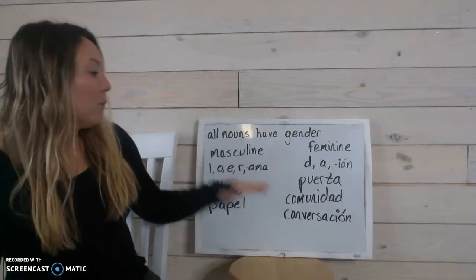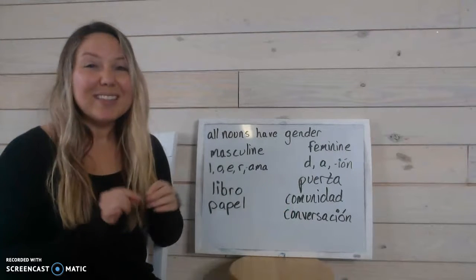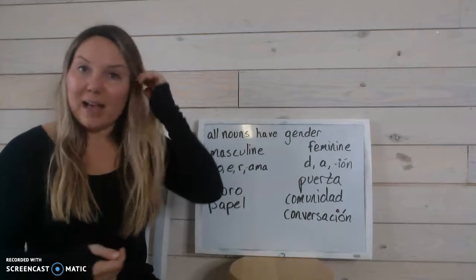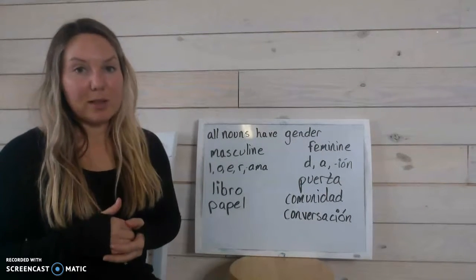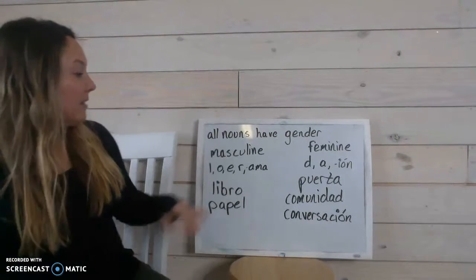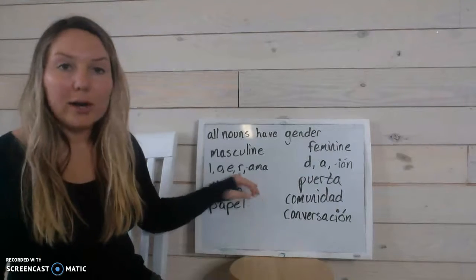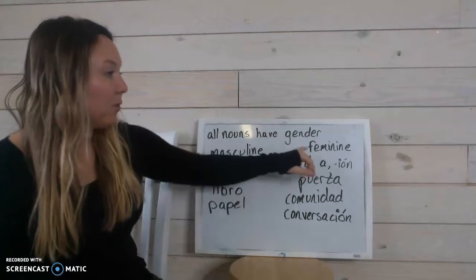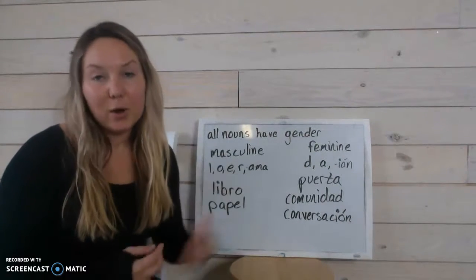So, where do you look to figure out the gender? You're going to look at the very last letter of the singular noun. And that last letter will usually, there are exceptions to the rule, tell you whether it is masculine or feminine. Typical masculine letters are L, O, E, R, and if you see AMA all together. Typical feminine letters are D, A, and if you see ION all together.